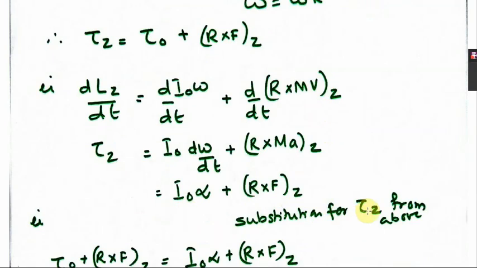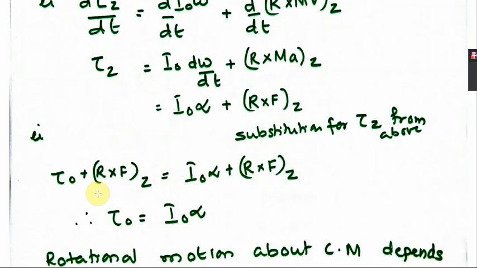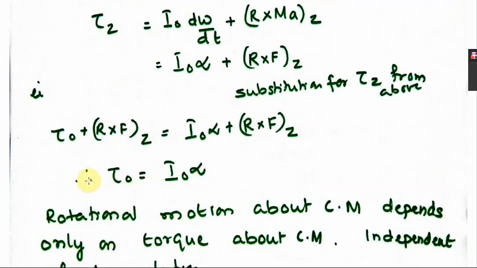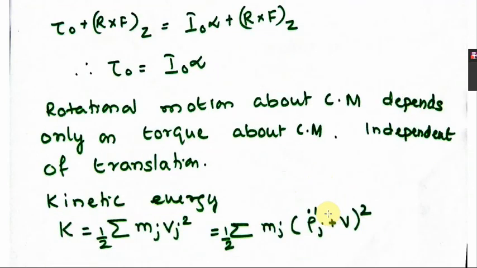Now we can substitute for torque from the above equation, in the left hand side. So this becomes tau 0 plus R cross F z equal to I0 alpha plus R cross F z component. Therefore from this you can find tau 0 equal to I0 alpha. Rotational motion about center of mass depends only on the torque about the center of mass. It is independent of translation.